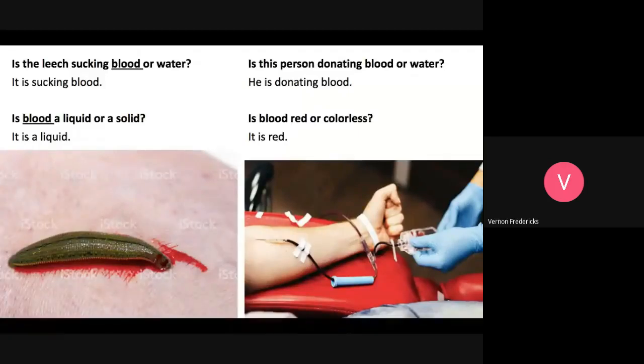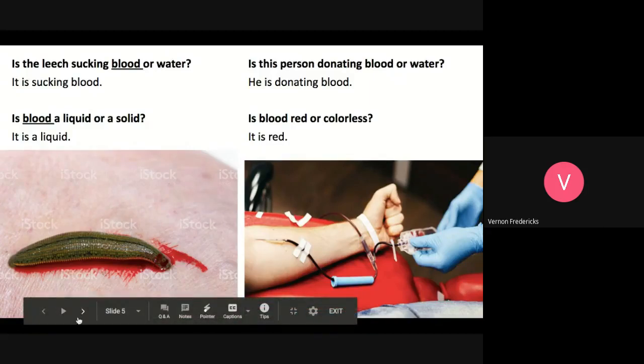Picture number 2. Is this person donating blood or water? He is donating blood. Is blood red or colorless? It is red. And if you see in picture number 2, students, this person is giving off his blood so that should there be a shortage of blood in the hospitals, they can use this person's blood for patients that need blood. Maybe they've been in an accident, or maybe they have a shortage of blood and they need the blood to continue with their life. Let's move on.